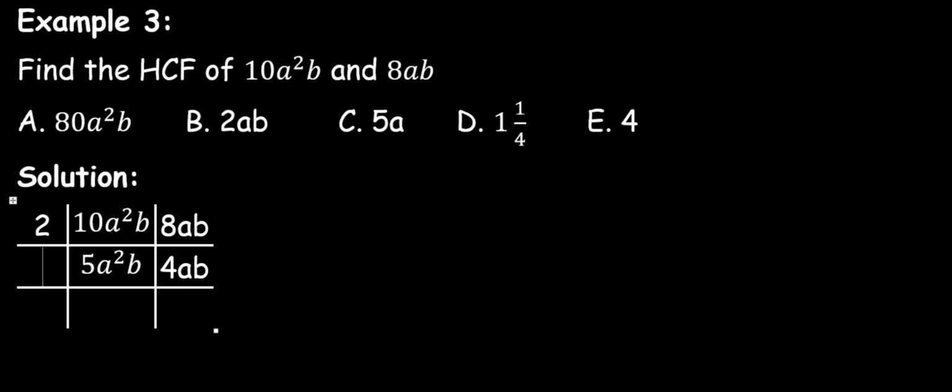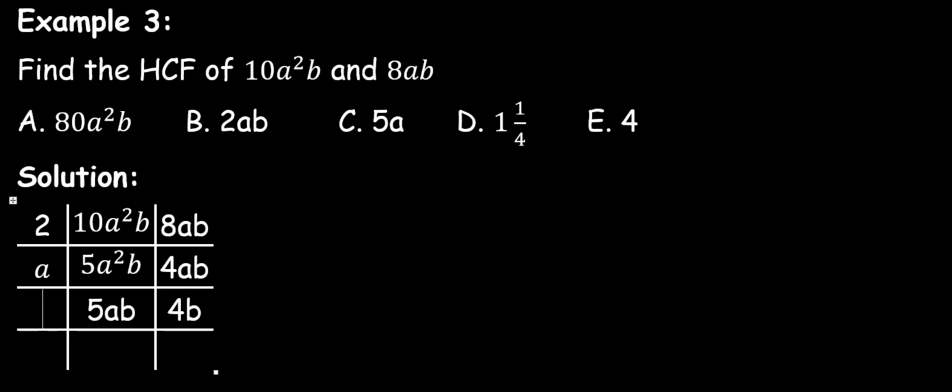Now, no other common factor can go in terms of the numbers. So we look at the letters. a can go conveniently. So when a divide a squared b, you have ab. Bring down your 5. Then a divide ab, you now have b. You bring down your 4.